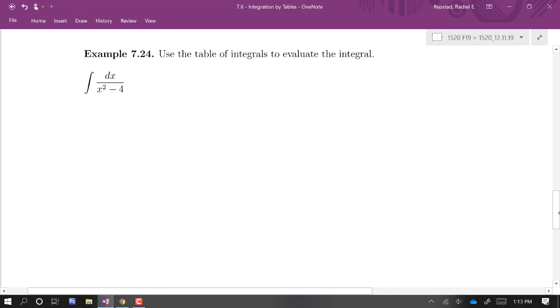All right. Let's do another one. Yay! Let's find a formula for this one.